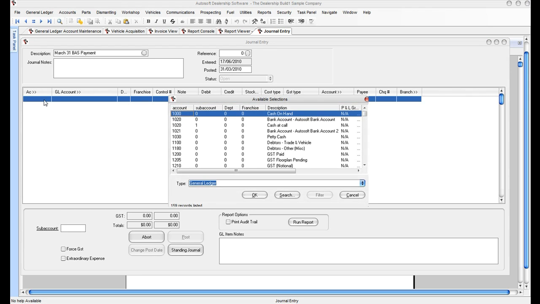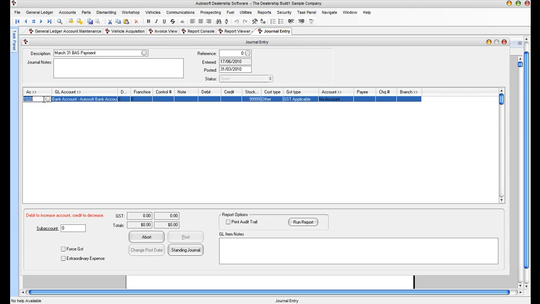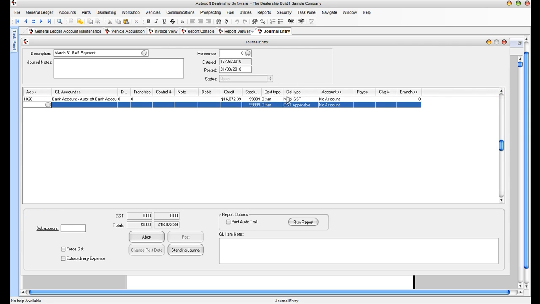Now, it's a good idea to start with the amount which we're paying. So we're going to pay the amount out of the bank. So to reduce the bank, we're going to credit it. And I'm going to credit the bank by $16,072.39. Now it's important these are non-GST, so if you're using a system like the Autosoft one, it'll allow you to pick a GST type. So it's important to leave that as non-GST.